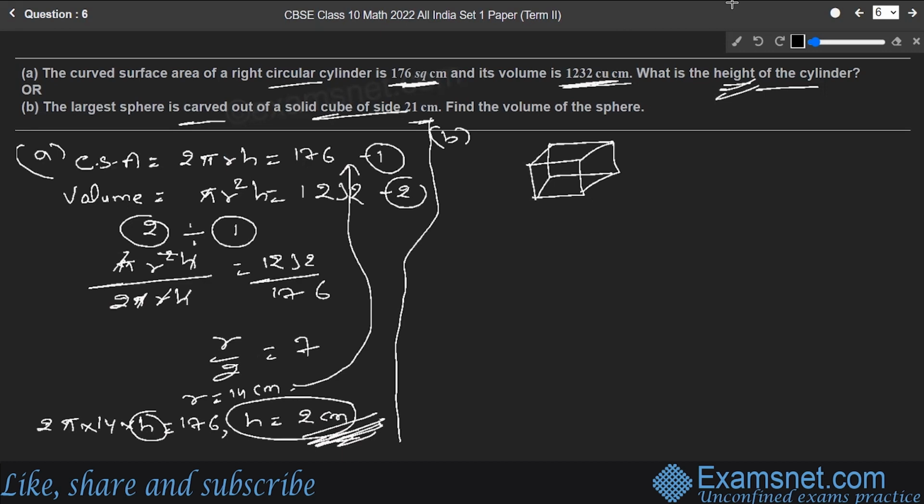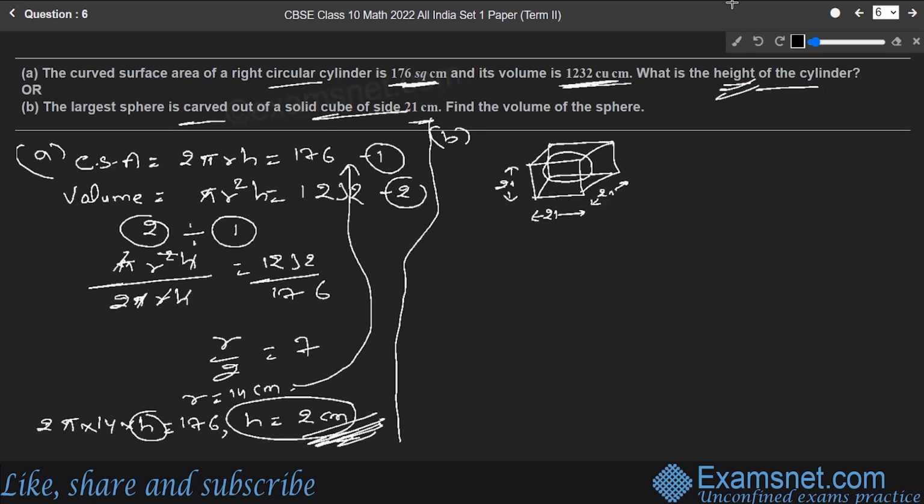And they are saying out of a cube of side 21 centimeter, a largest sphere has been cut out. So this was the sphere falling inside the cube, and they are saying the length of the cube side is 21. So all sides will be simply 21. Length, breadth, height, all will be simply 21. That is what a cube is.